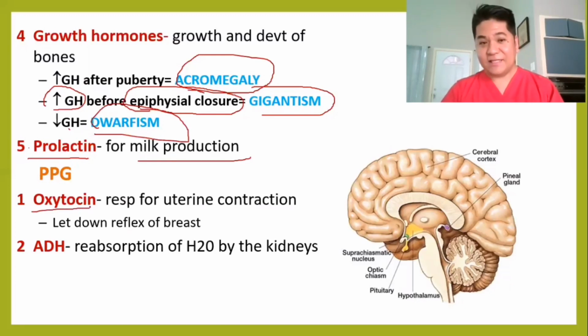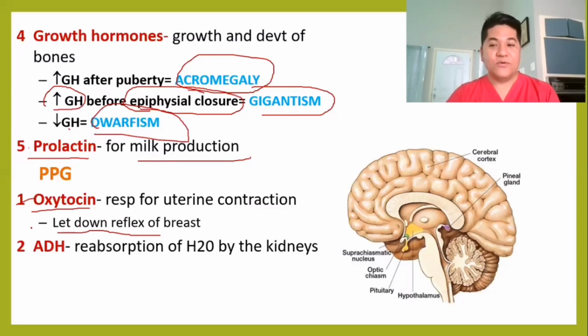pitocin. Now, the pitocin is the drug that is also given to women after delivery of the baby, so to prevent bleeding. Okay, now also it could increase the letdown reflex of the breast to produce milk as well.